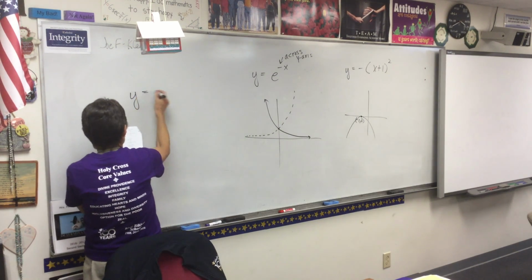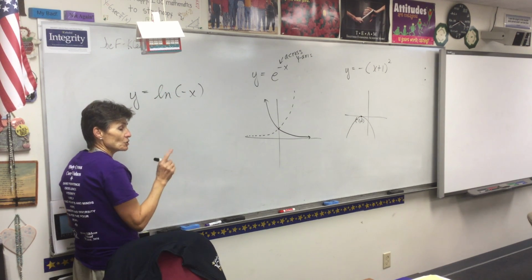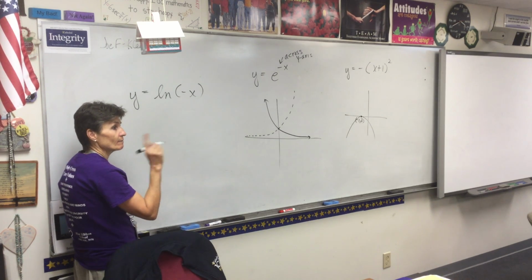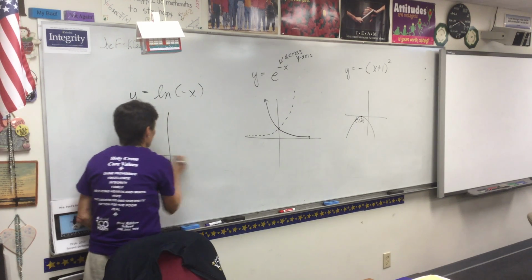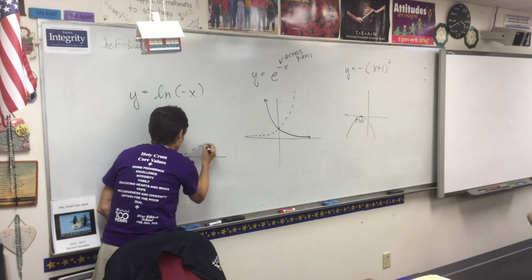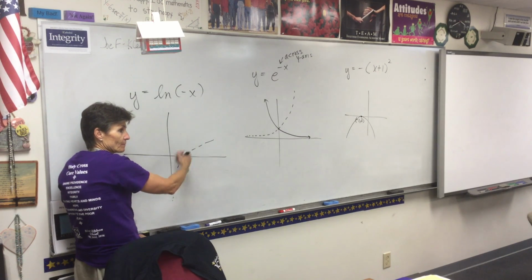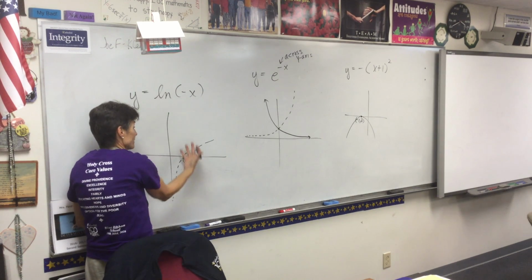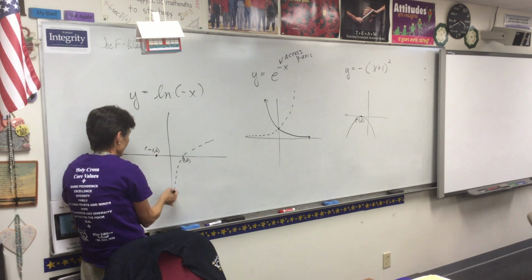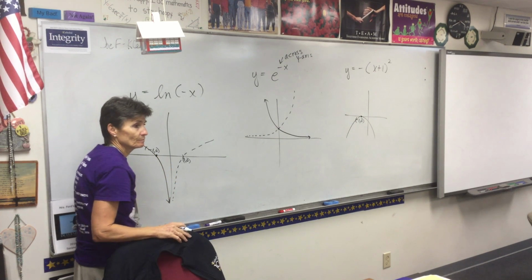Now we have y equals ln negative x. Pay attention to where the negative is. This one's going to go sideways, right? So think about what your real logarithm looks like. That's what your normal logarithm looks like. But we're flipping it this way. So this is going to be the point negative 1, 0. And it's going to look like that.